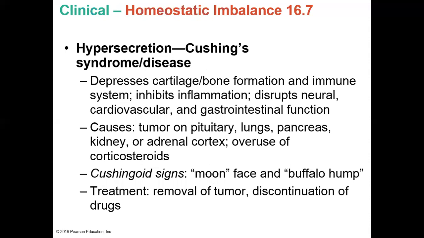When we get a hypersecretion of cortisol, then again, this is problems with bone and cartilage formation, and it inhibits inflammation. So remember I told you that if you are experiencing inflammation, we could give you cortisol or some type of steroid drug like prednisone. But if you are making too much of it, again, it becomes a problem. So usually it happens if you have tumors, the pituitary tumors or lung or the pancreas or the kidneys, or the use of those steroid drugs that I just mentioned earlier.